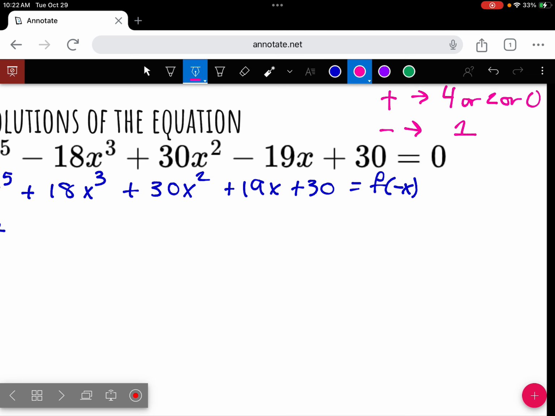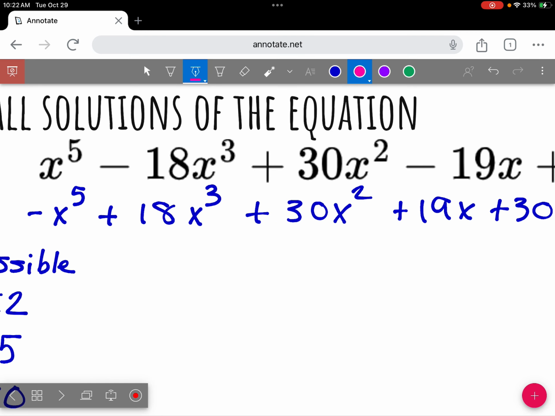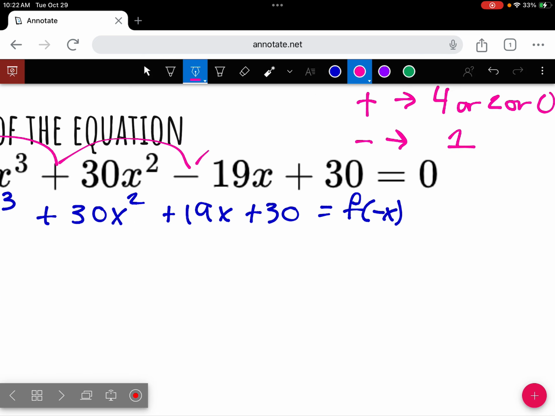The 4 came from how many sign changes we have in this original function. So it was positive, switches to negative, switches to positive, switches to negative, switches to positive. So we had 4 sign changes. That's where that came from.